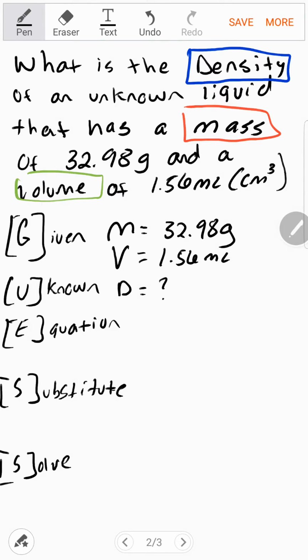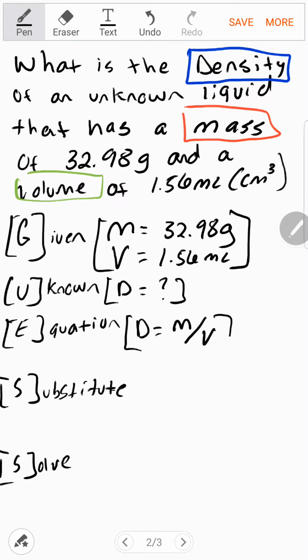Now, when you're doing a problem, hopefully you've been given the equation, or you know which equation to use. For us, it's going to be the density equation, and that is D equals M divided by V. So far, let's recap. I have my given variables right here, my unknown variable, and my equation. Now I need to plug them in.